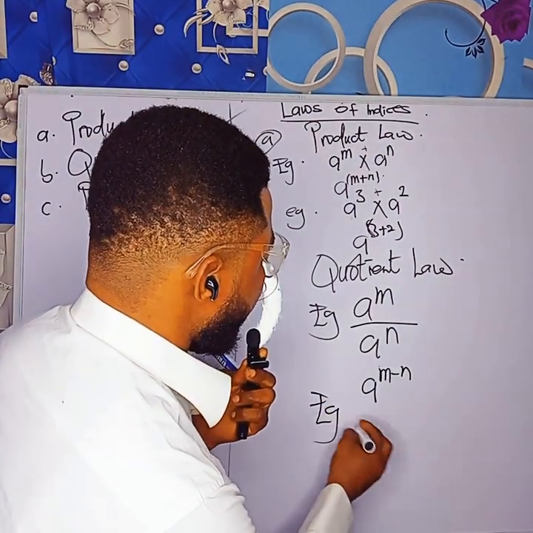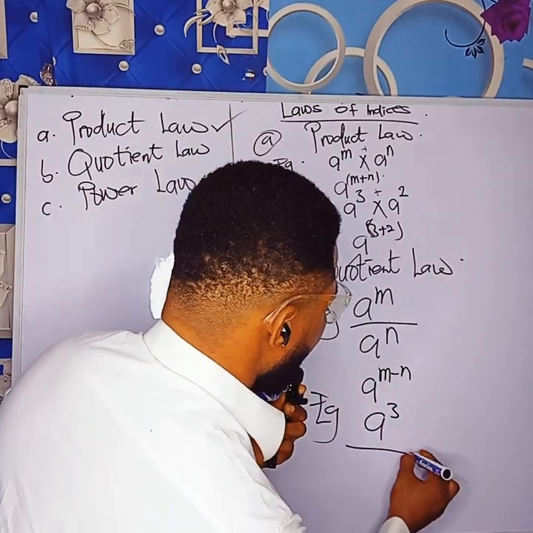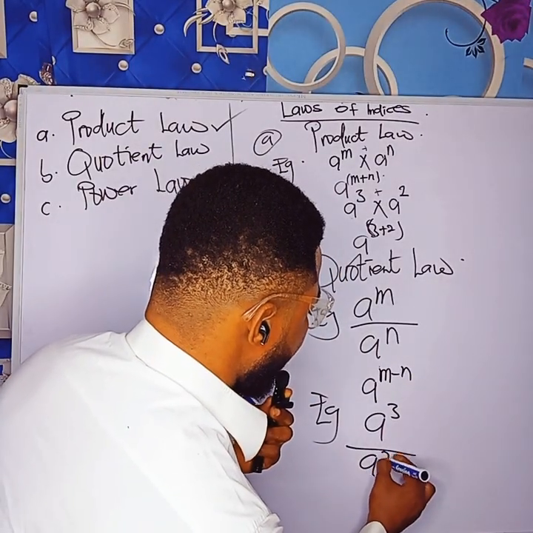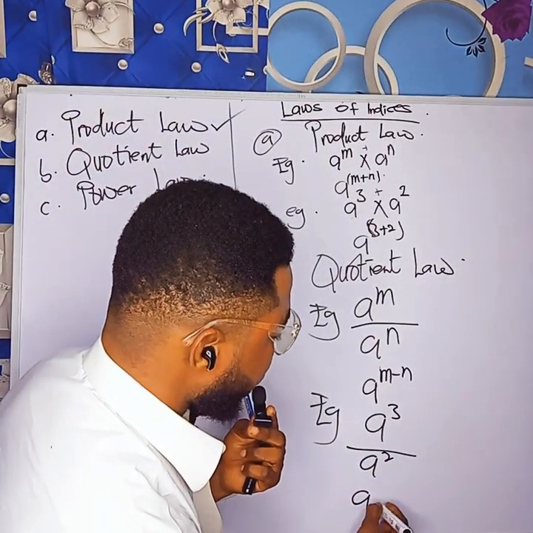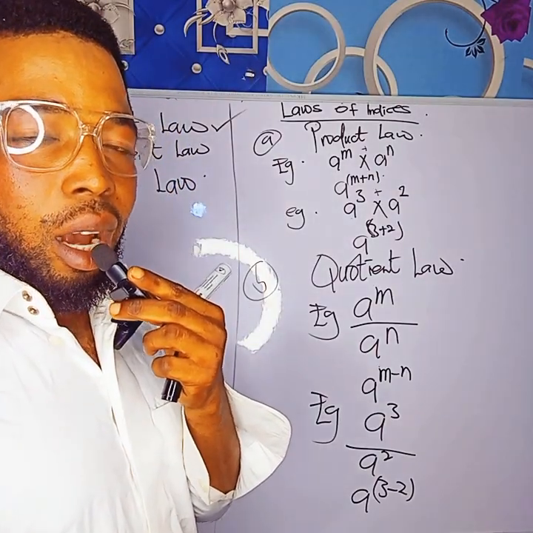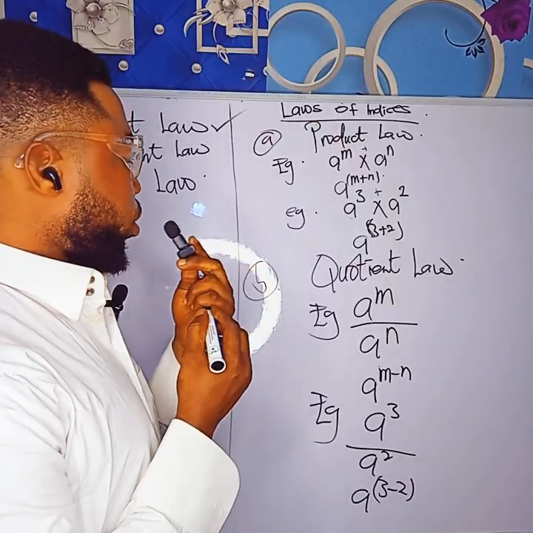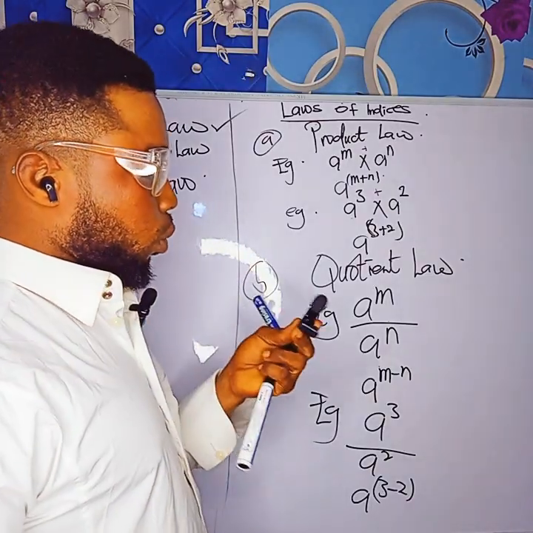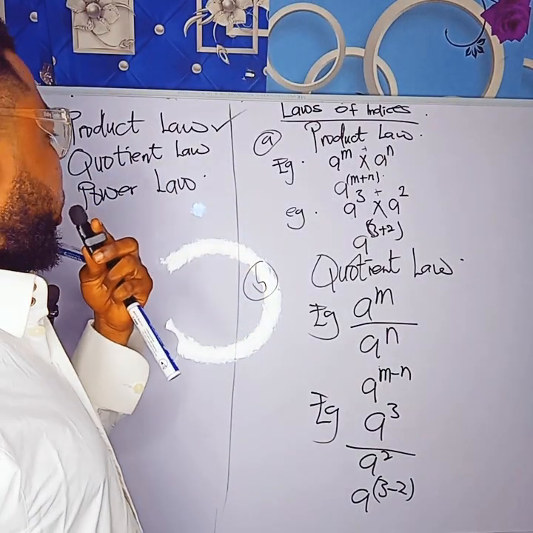This example, if we have a^3 divided by a^2, since the bases are the same, you take one of the base, then you subtract their exponents. As simple as that. Okay, alright. So we are left with the last one, that is the power law.